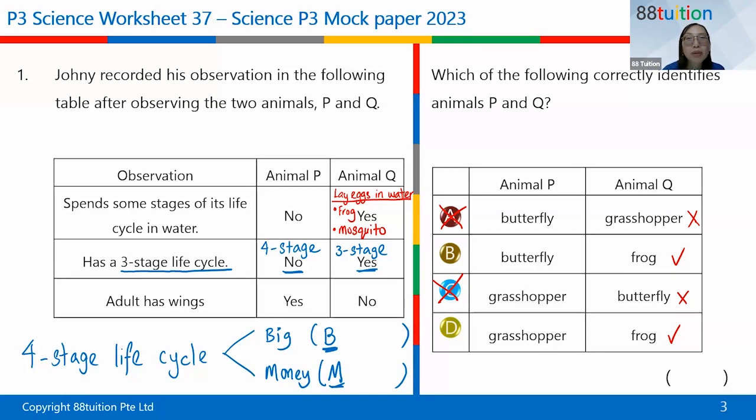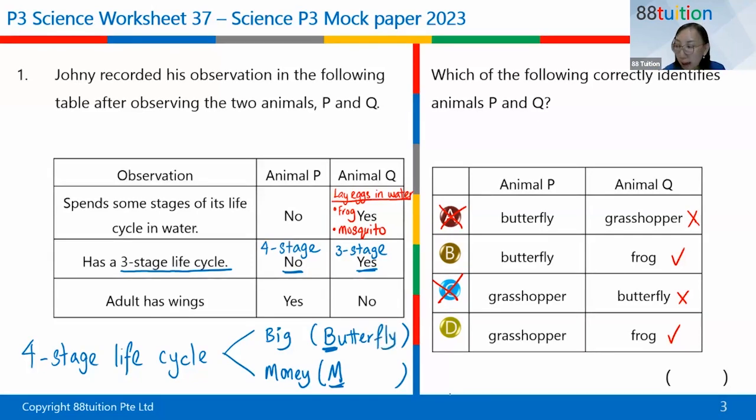All right, well done, Ruben. Okay, and M doesn't stand for monkey. Monkey does not have 4 stage. Monkey only 3 stage. Anyway, monkey is not in your syllabus. Okay, a good try. All right, so it's butterfly.